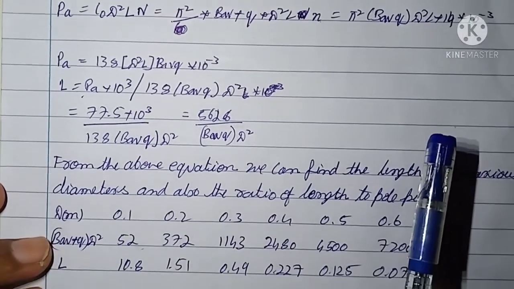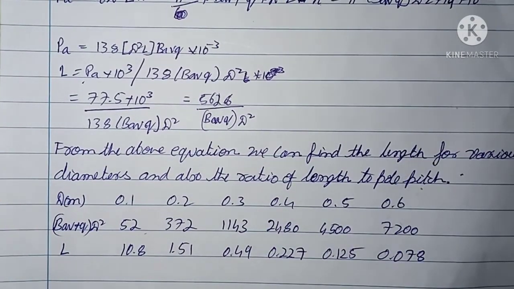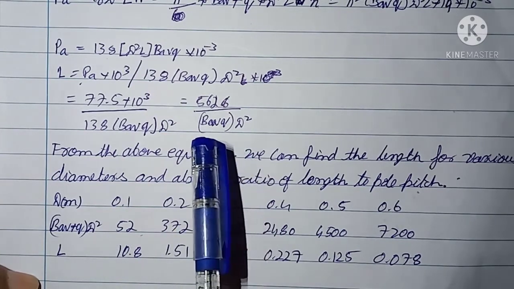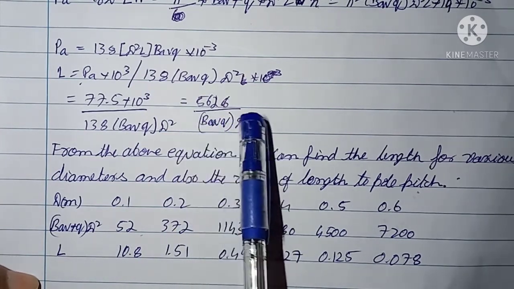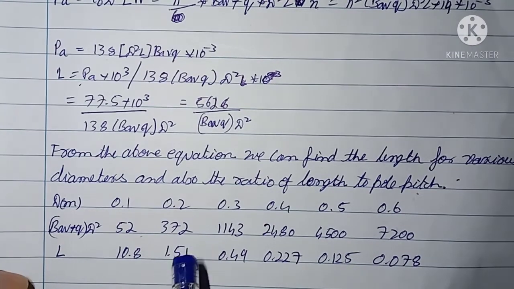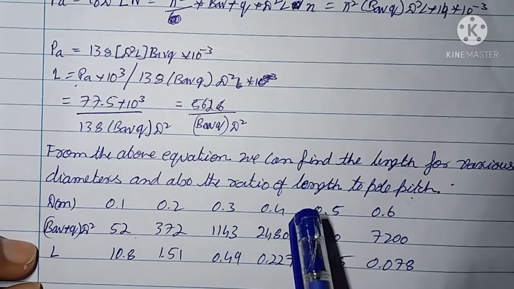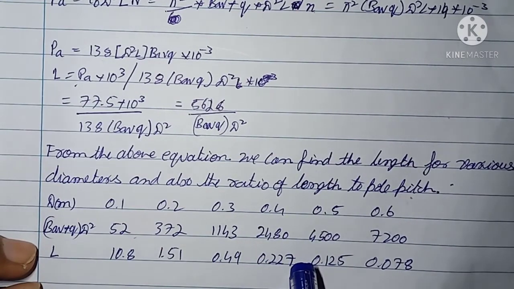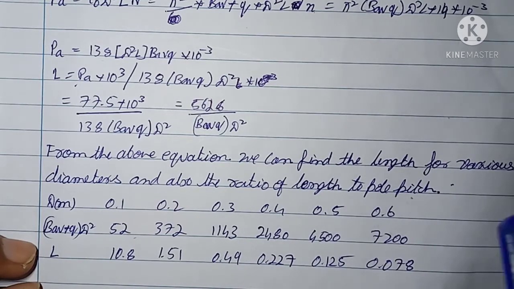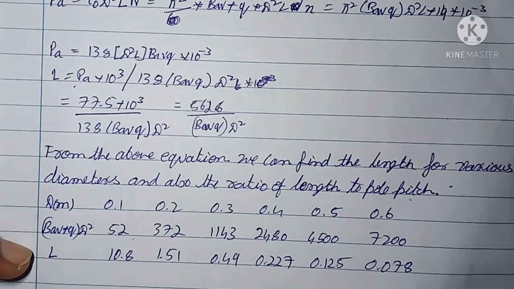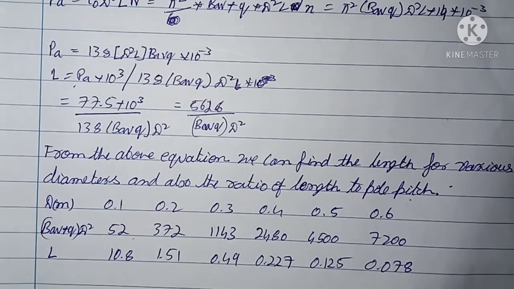From this we get the value of L. 562 divided by 52 gives 10.8. Then 562 divided by 372 gives 1.51. For 0.3 it is 0.49, for 0.4 diameter 0.227, for 0.5 it is 0.125, and for 0.6 diameter 0.078. These are the values of L for the corresponding D.